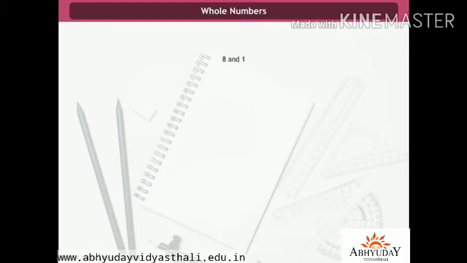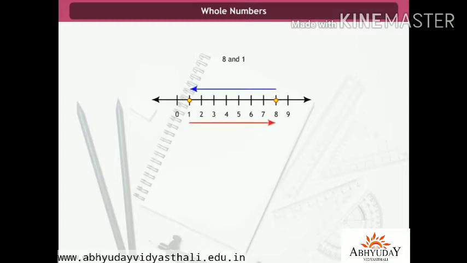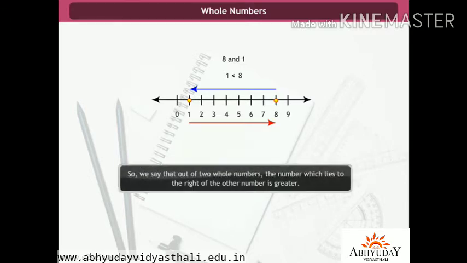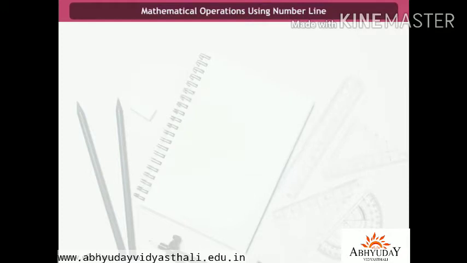Consider the numbers 8 and 1. On the number line, we see that the number 8 is on the right side of 1. That is, 8 is greater than 1. So we say that out of the two whole numbers, the number which lies to the right of the other number is greater.